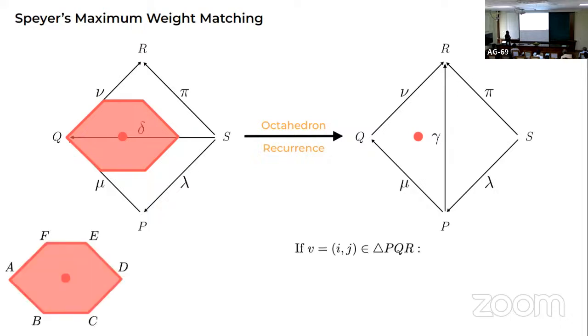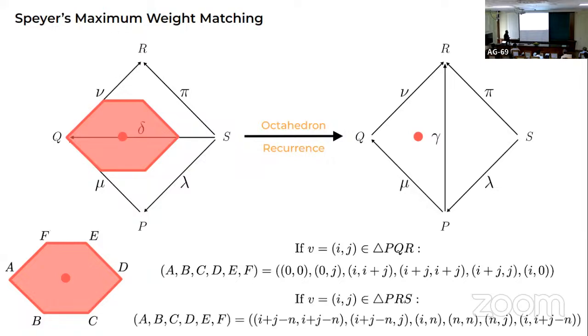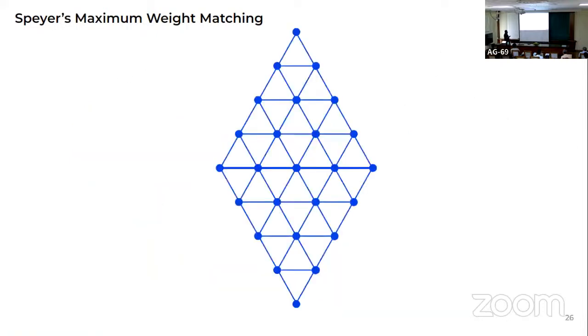And these are the coordinates. So if the red point lies in triangle PQR, then these are the coordinates. And if it lies on the other triangle, these are the coordinates. So it's not important to know the coordinates now. So let's take a double hive, and let's take the centermost point as the point of consideration. So the excavation hexagon is as follows.